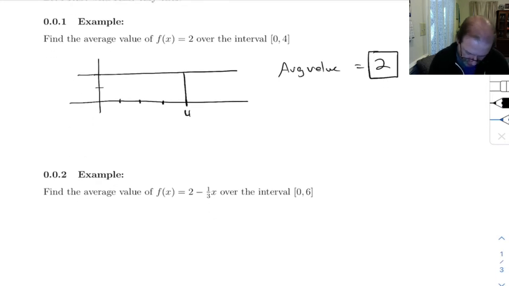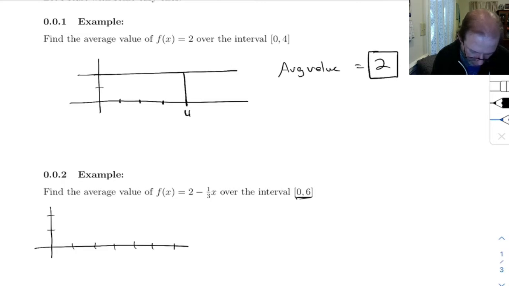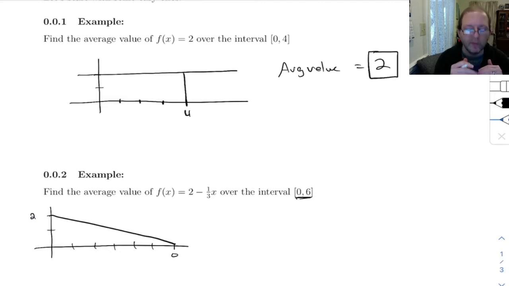But let's look at this next one. Find the average value of f of x equals 2 minus 1/3 x over this interval. Now, if you graph this out, you'll see this is the graph. It starts up here at 2, and it goes down to 0. So you might look at it and say, well, half the stuff is below 1 and half is above 1.